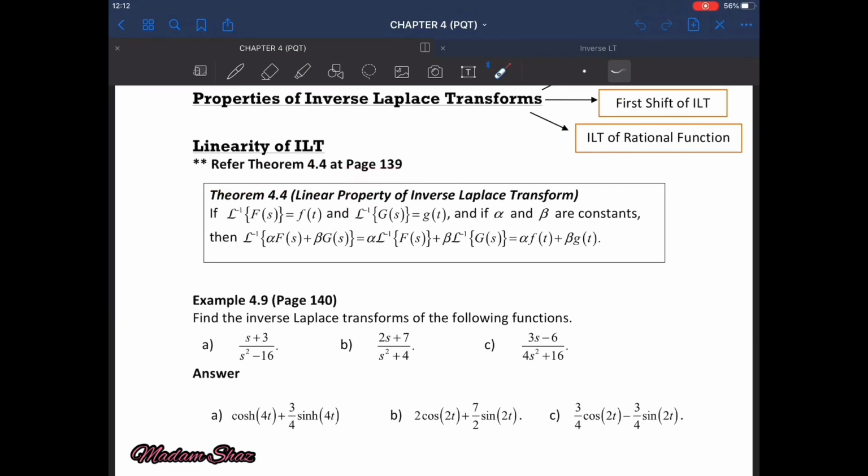139. So Laplace inverse of F(s) is equal to f(t). Laplace inverse of G(s) is equal to g(t). If alpha and beta are constants, then Laplace inverse of alpha F(s) plus beta G(s), the whole thing in the same curly bracket, will become alpha Laplace inverse of F(s) plus beta Laplace inverse of G(s). As we can see here, we already bring the constants, alpha and beta, to the outside of the curly bracket. Therefore, the answer will become alpha multiplied with f(t) plus beta multiplied with g(t).